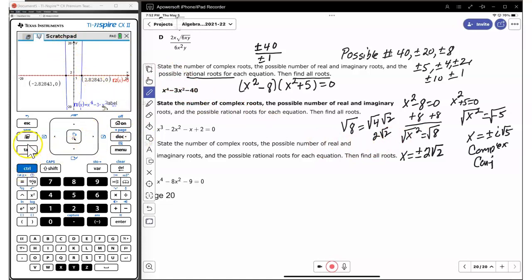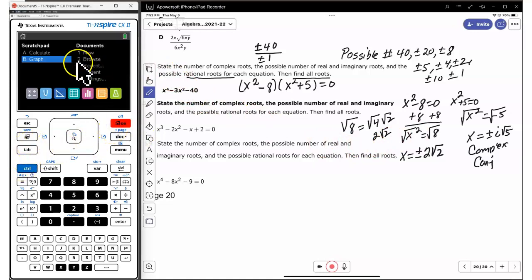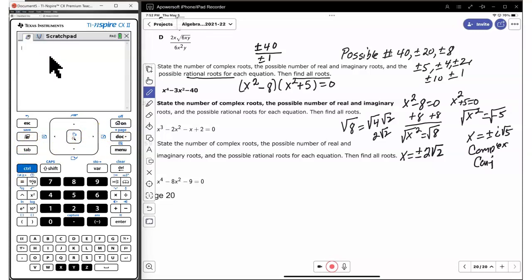Now it's interesting that we have 2.82843. Why don't we go back to our graphing calculator, to the calculate page, and let's type in 2 times square root of 2, and I'm interested as to what number we get. Oh yeah, we get that number, 2.82843. So this is an irrational zero.